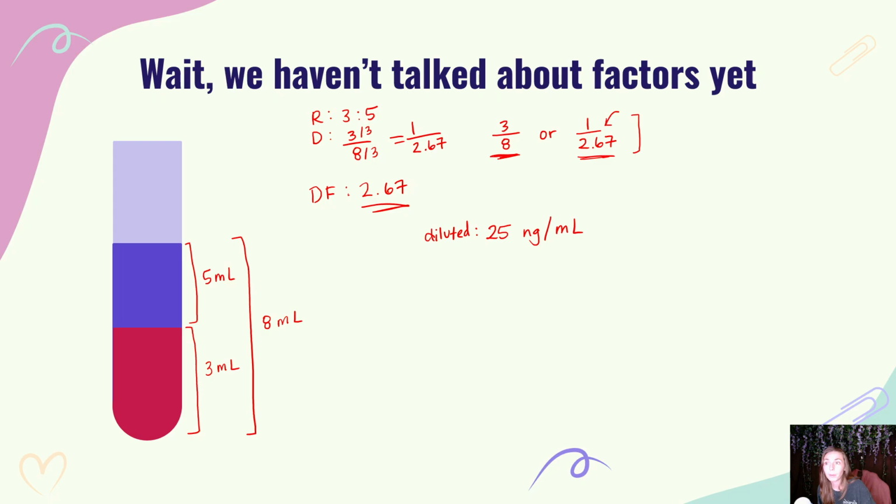We would just multiply it by our dilution factor. So it would be 25 times 2.67, which is 66.75. 66.75 nanograms per milliliter of patient specimen. This would be the reportable value that you would push out, because this is the value that's reflective of what's actually going on in the patient's body.